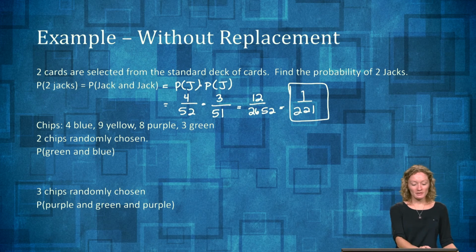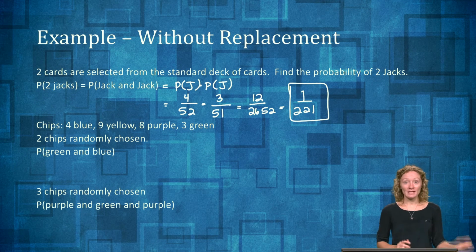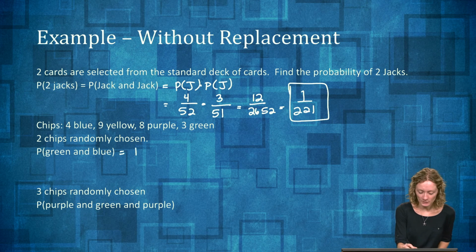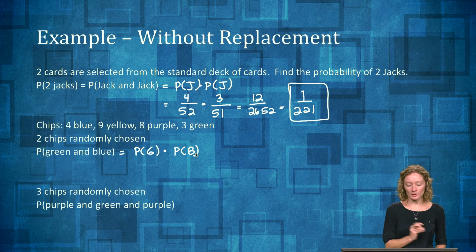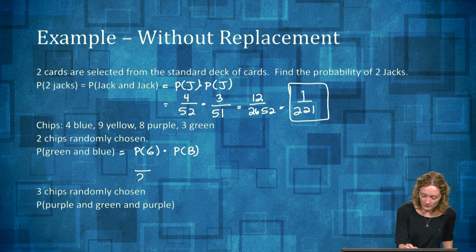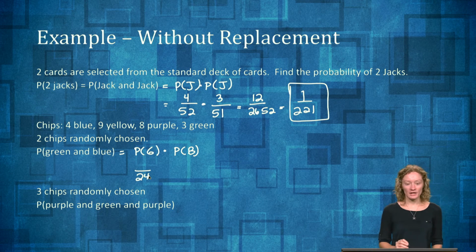So what's the probability that we choose a green and a blue, meaning we choose a green and then we choose a blue? So probability of green times probability of blue. And they're happening in this order. That was our other special note. So what's the probability of choosing green? First, how many chips are there in the bag? 4 plus 9, 13, plus 8, 21, plus 3, 24. So of the 24, how many meet the criteria of being green? 8.